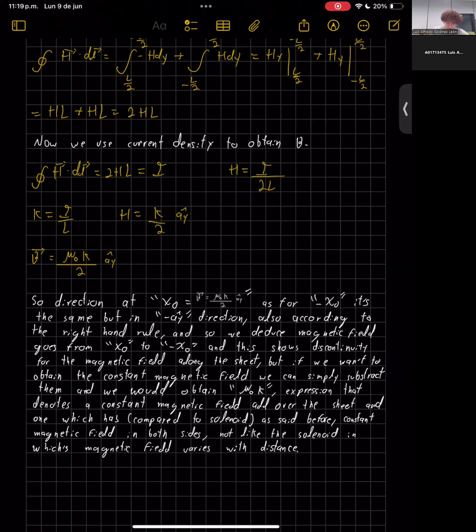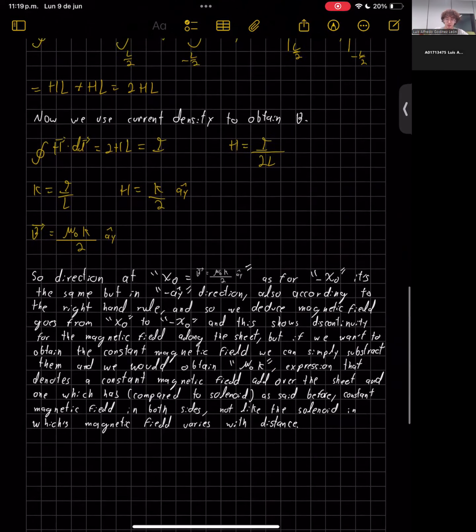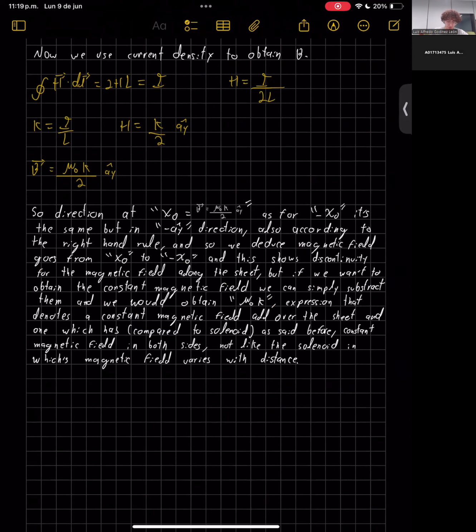But if we want to obtain the constant magnetic field, we can simply subtract them, and we would obtain just the permeability of free space times K, that is the current density expression, which denotes a constant magnetic field all over the sheet. Compared to a solenoid, as said before, it has a constant magnetic field on both sides, not like the solenoid, in which the magnetic field varies with the distance.